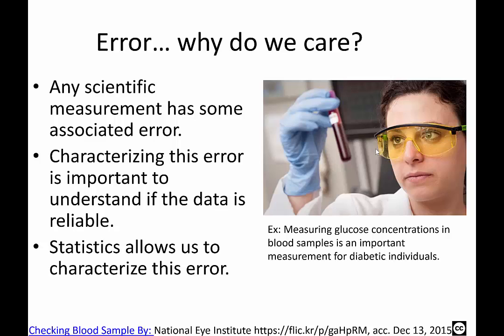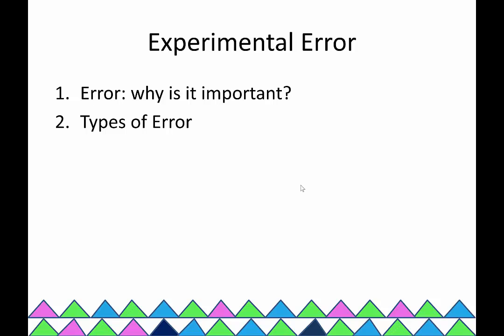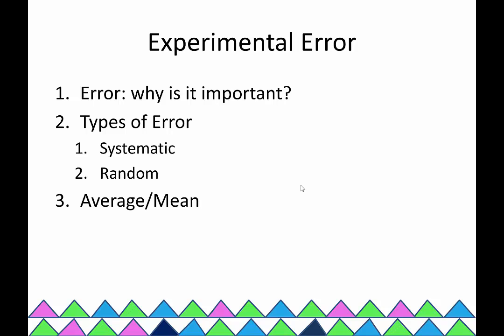So these are some of the things that we're going to be talking about in this class: how we can characterize this error associated with a scientific measurement. The topics that we're going to be talking about are why this error is important, what are the types of error that you'll typically see in the laboratory, and those were typically made up of systematic and random, but we'll talk about one more. We're also going to introduce some terms such as average and mean, and precision and accuracy.